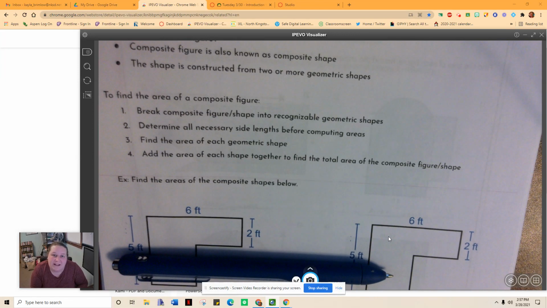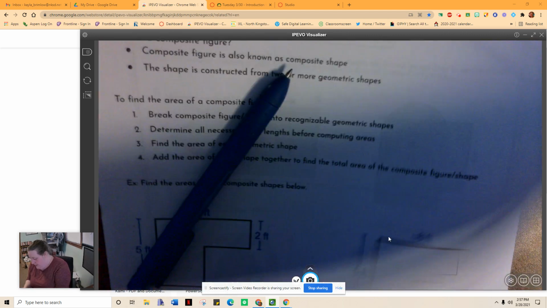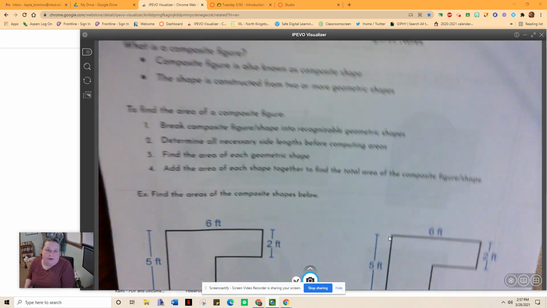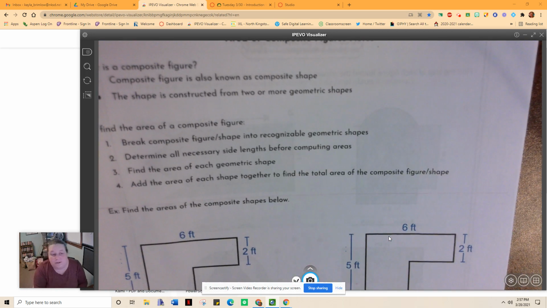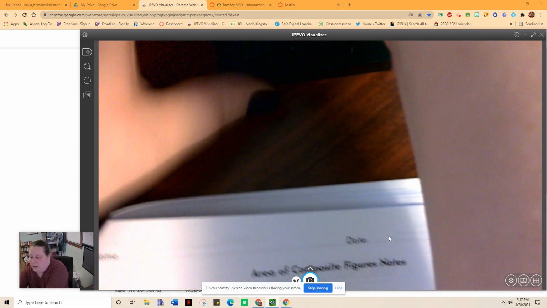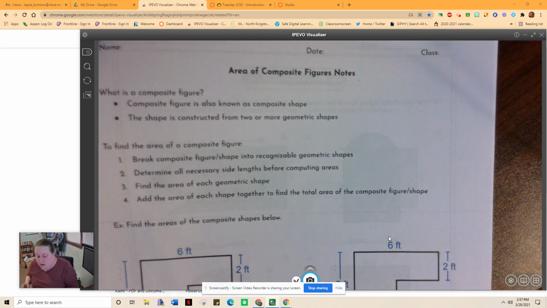Hey everyone, it's Mrs. Brimlow, and today I'd like to teach you how to find the area of what we call composite or compound figures. If you have the packet, this is page 21. I apologize, I had to double check my count. So this is page 21 in your packet, looks like this, or you can get a copy linked to Canvas in today's playlist.